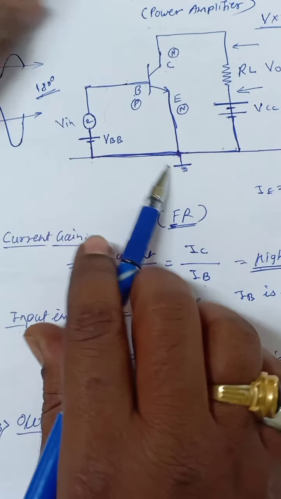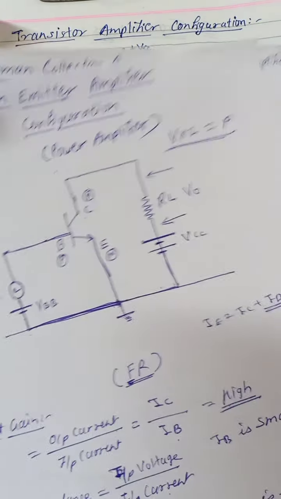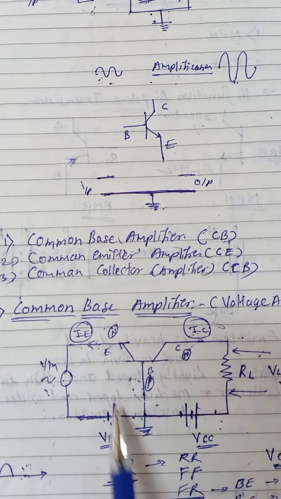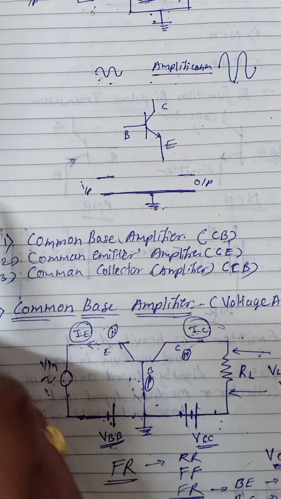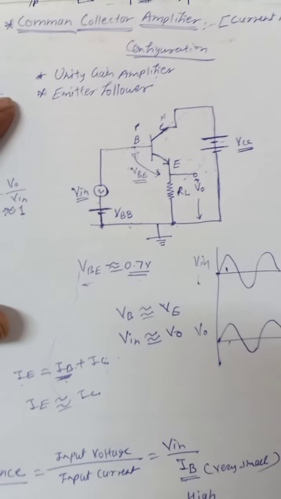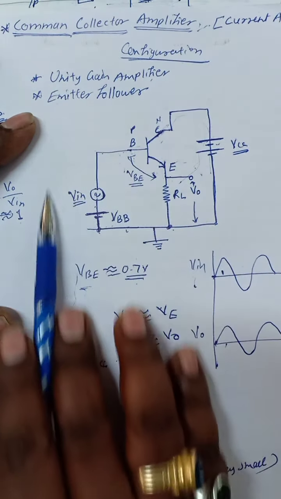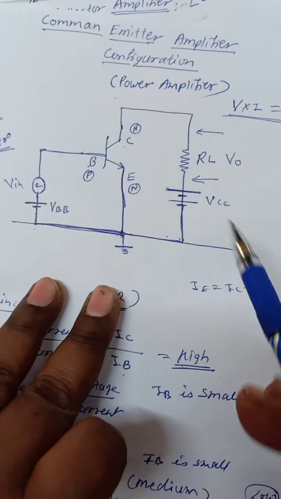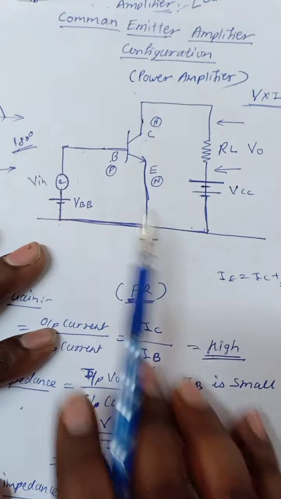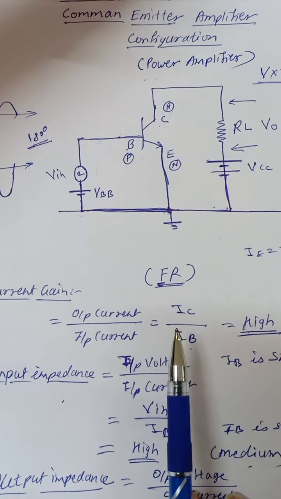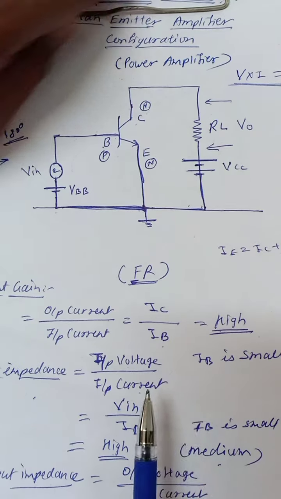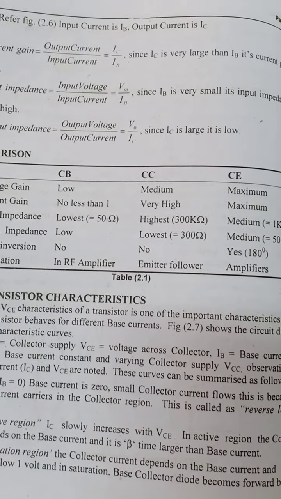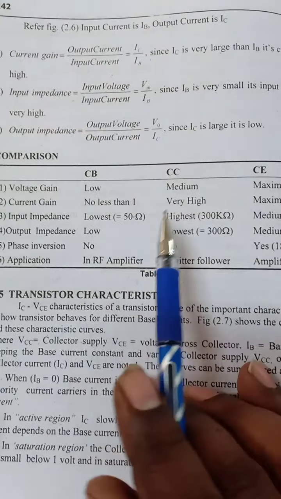You have to use these diagrams, don't follow the diagrams given in the textbook. So this is common base, stop the video and you can draw it also. Then this one is common collector, so this is the main basic diagram, and the third one is a common emitter. So you have to draw these diagrams, not from the textbook. Okay, so this is the power amplifier.